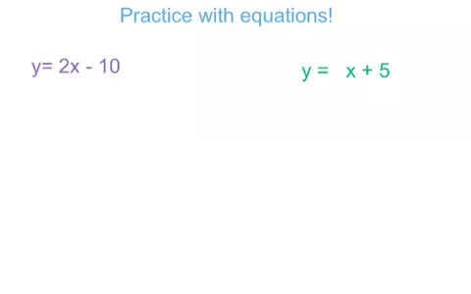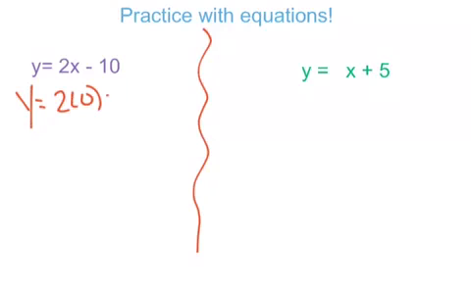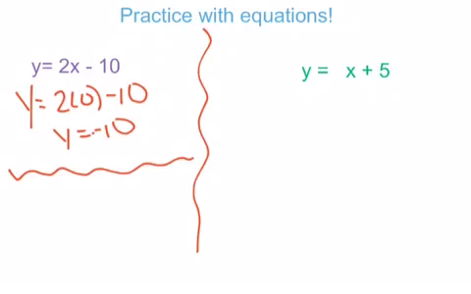Alrighty, so let's practice finding the x and y intercepts with these equations. Let's draw a little line here. Let's go for our y-intercept first. If I don't know what our y-intercept is, I'm just going to put the 0 in for x. So y is going to equal negative 10. That's what that first y-intercept is going to be. Then let's do our x-intercept. For the x-intercept, our y is going to equal 0.